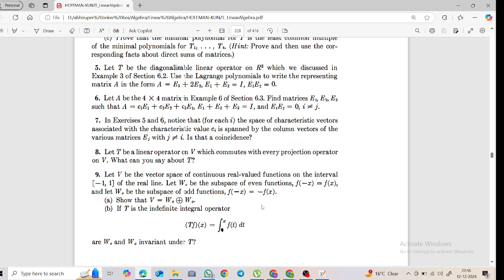Okay, so you can do 6 the same way, just like we did 5, same as 5. What about 7?